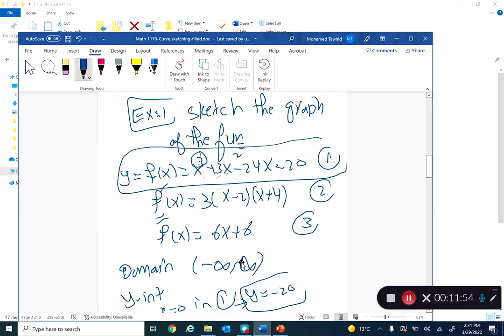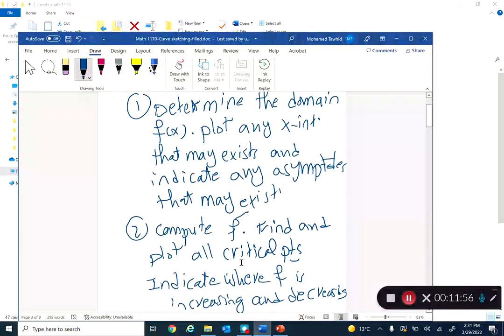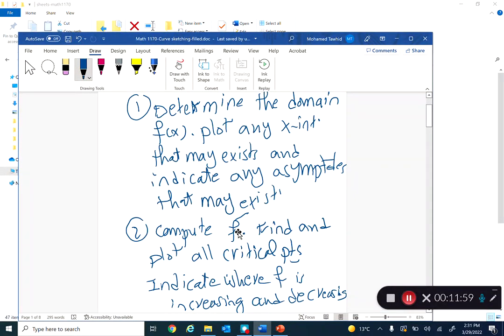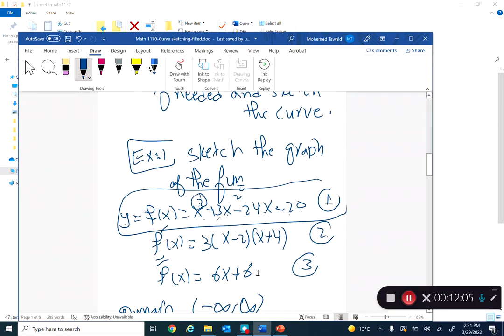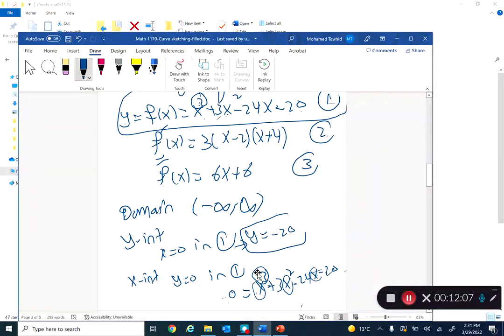All right, so I go to step number 2. What is step number 2? From sketching the graph, compute f prime. I give you the first derivative. I need to find and plot all the critical points, and indicate where f is increasing and decreasing. So how to get the critical points? That's the reason I simplified it here for you. If I look at equation number 2, that's my first derivative. This one is also a polynomial, x multiplied by x, a quadratic, or polynomial of degree 2, because x multiplied by x gives you x squared.